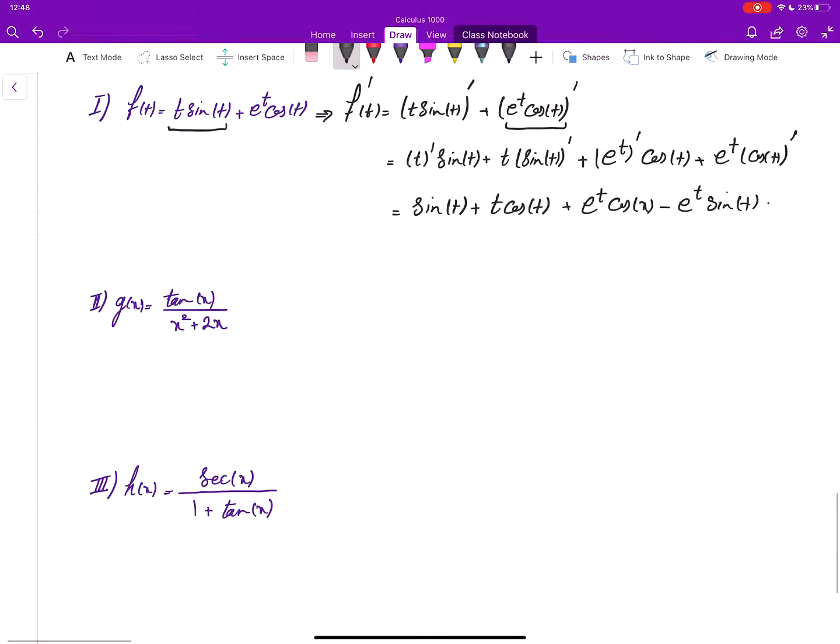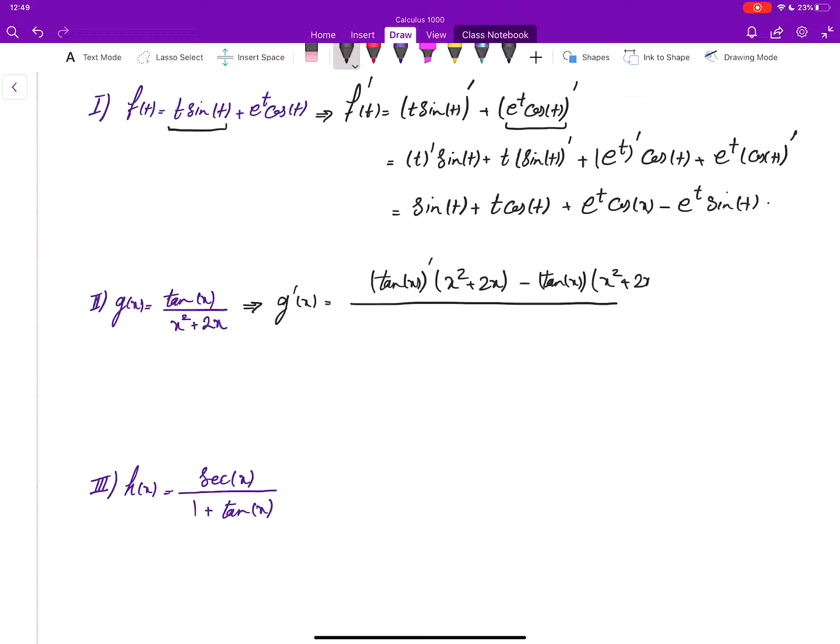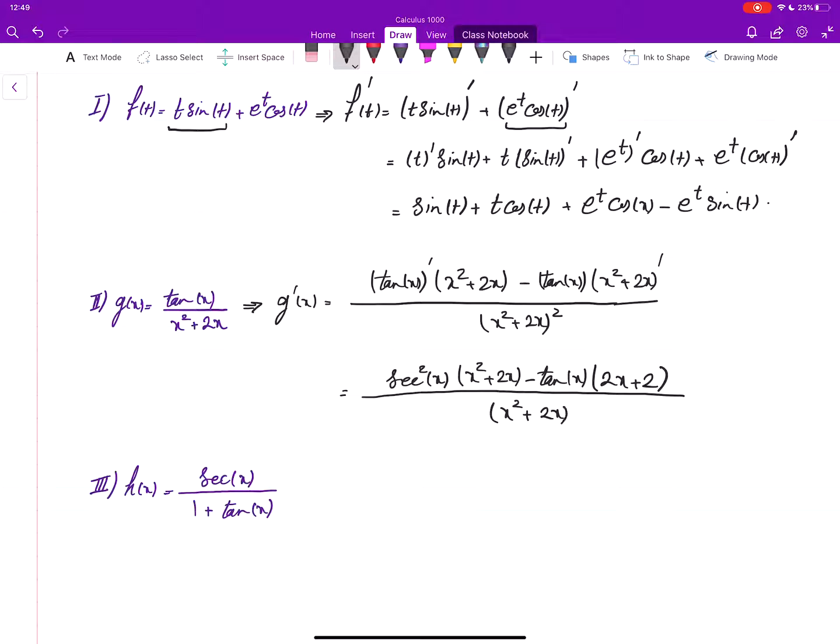How about this one? This is a quotient of two functions, so we have to apply the quotient rule. This is the derivative of the numerator times the denominator, minus the numerator itself times the derivative of the denominator, and then the denominator squared. This gives me the derivative of tan is secant squared x, and you have this guy minus tan x. Derivative of x squared plus 2x is 2x plus 2. So we have that also there.